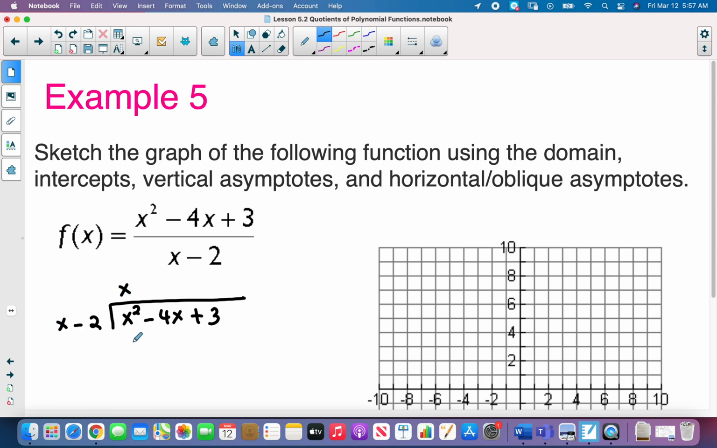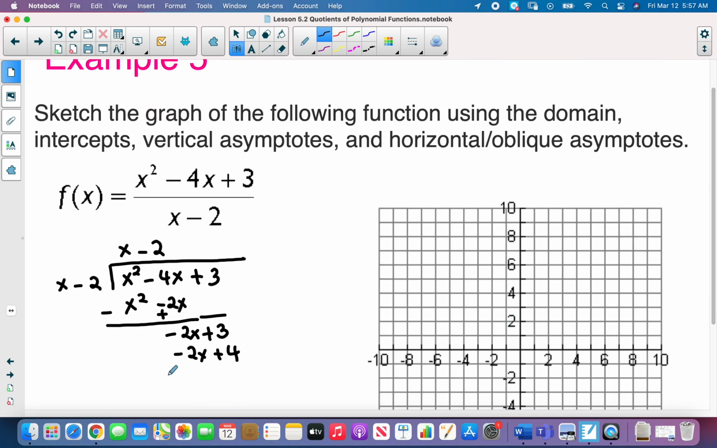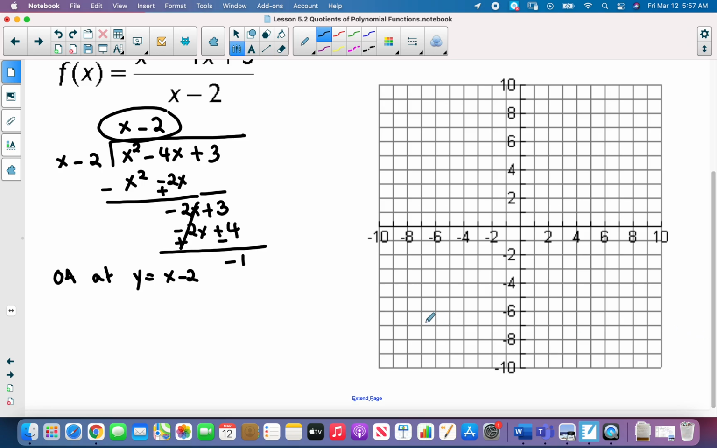So x times x gives us x squared, and x times negative 2 gives us negative 2x. Subtract. So it becomes negative 2x plus 3 here. And to go from x to negative 2x, we need a negative 2. So negative 2 times x is negative 2x. Negative 2 times negative 2 is positive 4. And we subtract. So we get the remainder as negative 1. And this becomes the equation of our oblique asymptote. So oblique asymptote at y equals x minus 2. So there's an oblique asymptote for this function.